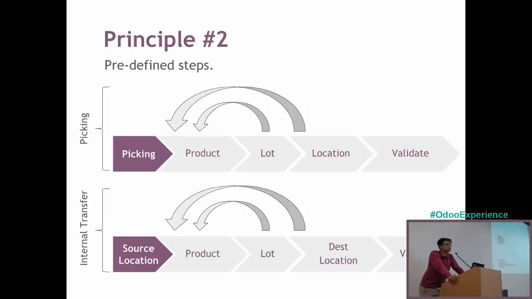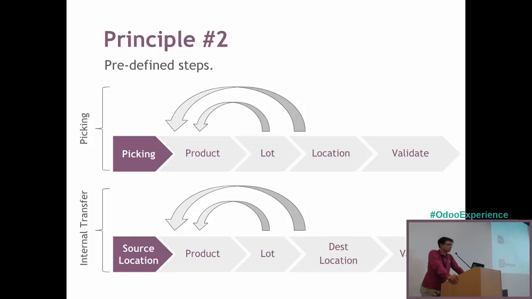The second principle is that you have what we call predefined steps, or a given path that you have to follow to move the products from one location to another. So it means that you are going to follow a given path and iterate those operations to make sure that you process all the products that you have within one picking.